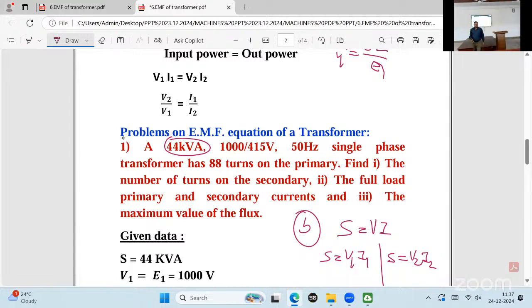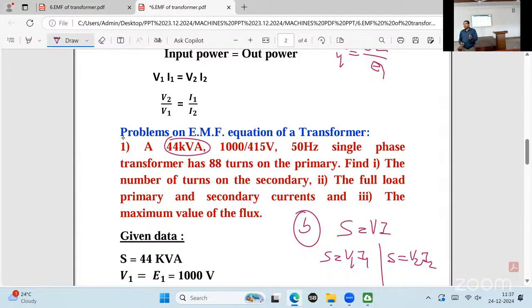Please write the B bit formula: S is equal to VI. B bit, primary and secondary currents. Make it a formula. S is equal to VI. Where did you get this formula? Unit 1, AC circuits, apparent power formula. S is equal to VI.